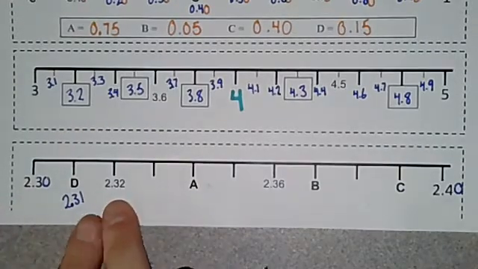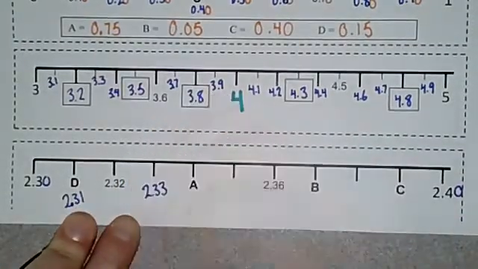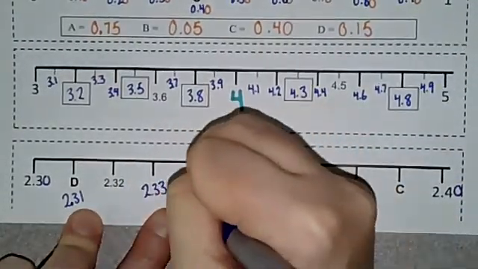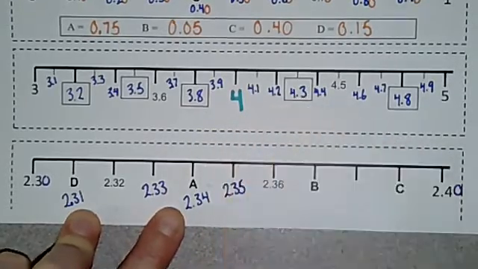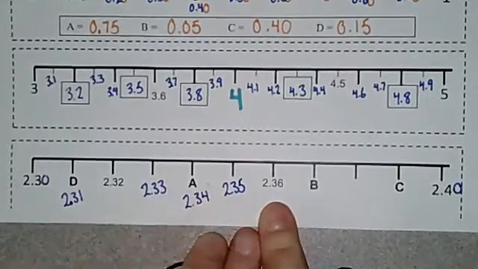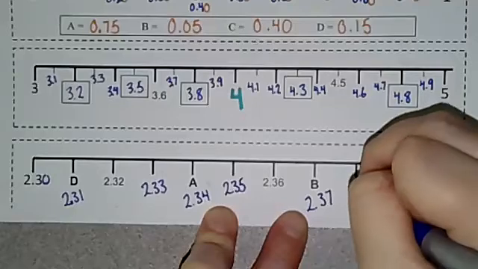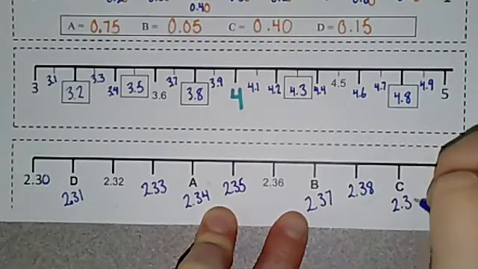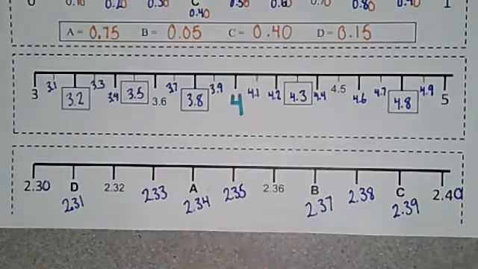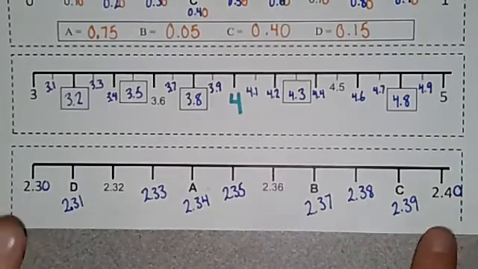This is 2 and 32 hundredths. This is 2 and 33 hundredths. 2 and 34 hundredths. 2 and 35 hundredths. 2 and 36. 2 and 37. 2 and 38. 2 and 39 hundredths. And it's very easy. So if you see two numbers and you don't think there's any numbers in between them, slap some zeros on the back.